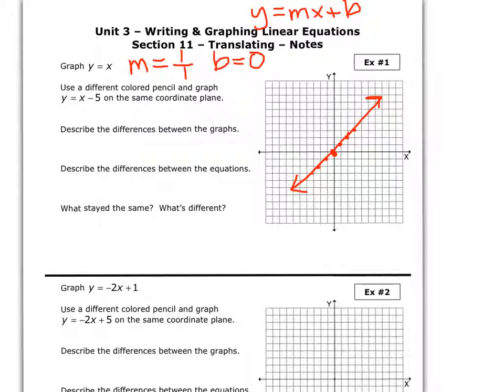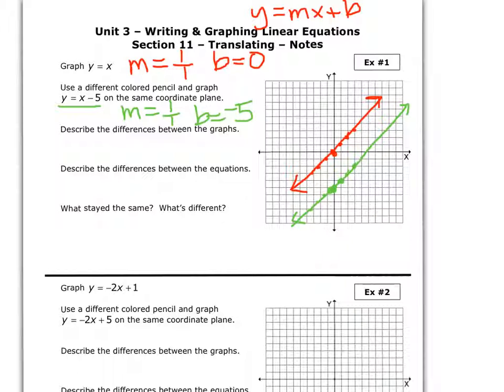So on the same coordinate plane, we're going to graph this equation y equals x minus 5. So let's identify the m. The m is 1 over 1, and the b is negative 5. So start with the negative 5, so I'm going to go down 5. So I'm at 1, 2, 3, 4, 5 right there. And then I'm going to rise up 1 over 1, up 1 over 1. So something like that. I'm going to go back and go the opposite direction. And there's my line.